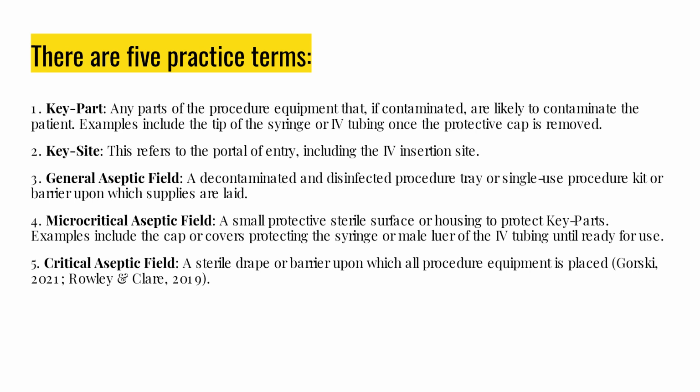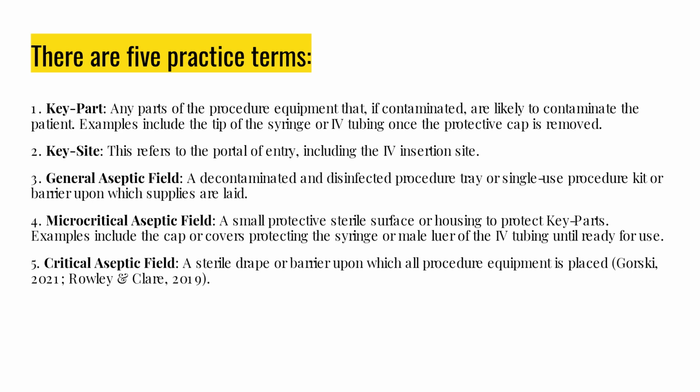Those 5 practice terms include key part, and key part is any part of the procedure equipment that, if contaminated, is likely to contaminate the patient. Examples include the tip of a syringe or IV tubing once the protective cap is removed. Another key part would be, if you're drawing blood and using a butterfly, once that cap of the butterfly comes off, that cannula becomes a key part.